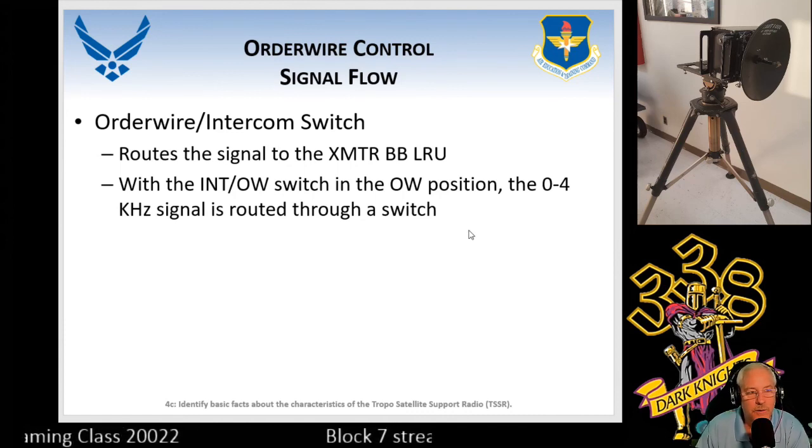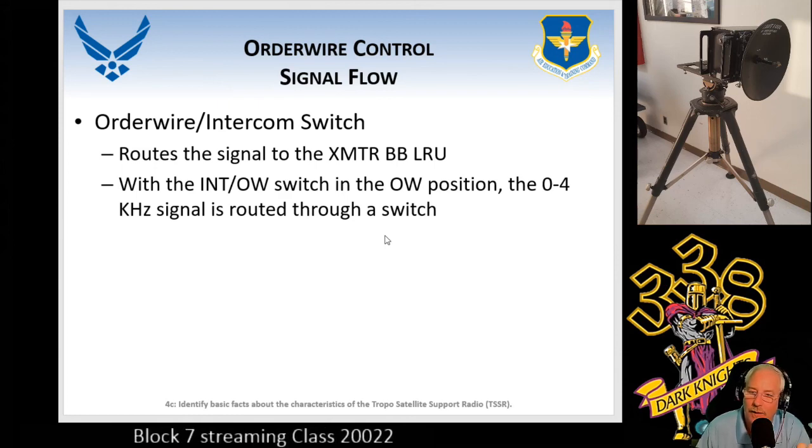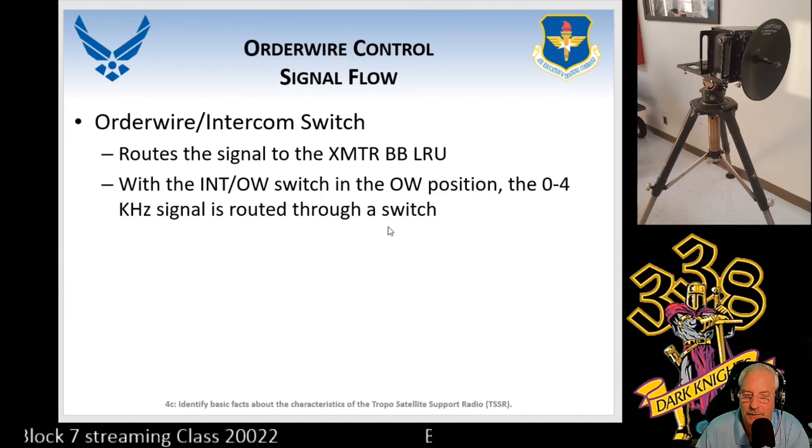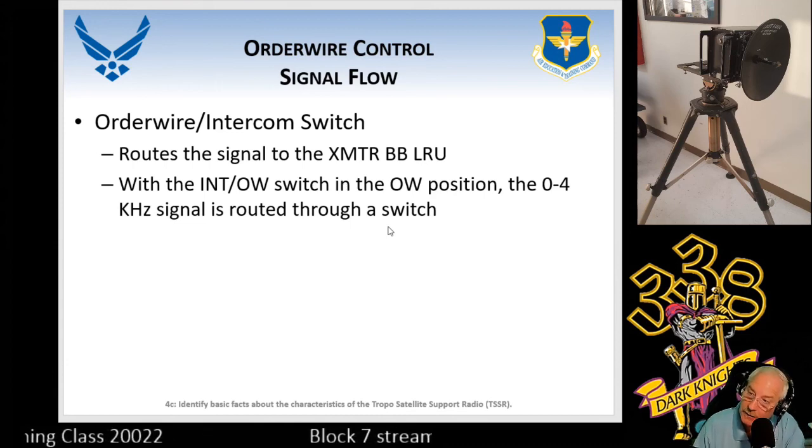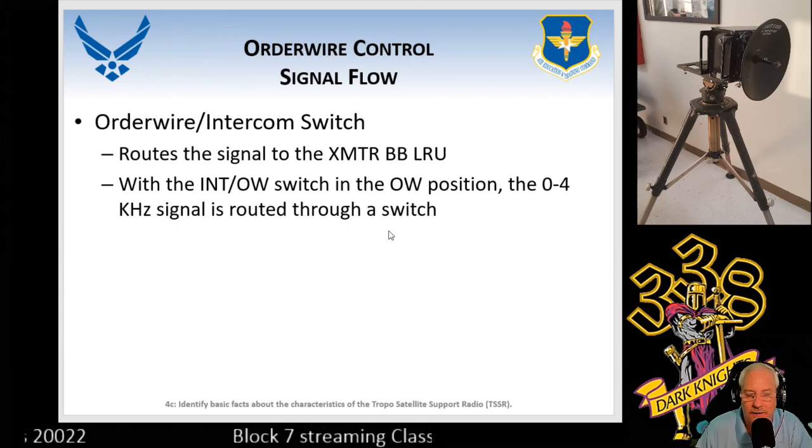Now you can see where I just went through the whole gambit of your intercom and order wire switch. This is in the order wire position. If you have this in intercom while trying to talk to the distant end, it's not going to work. Intercom means between your RF assembly and baseband assembly. Order wire means that you can still talk between your baseband assembly and RF assembly, but you can talk to the distant end. Remember, it's the maintenance line, not mission traffic. That's what order wire is.